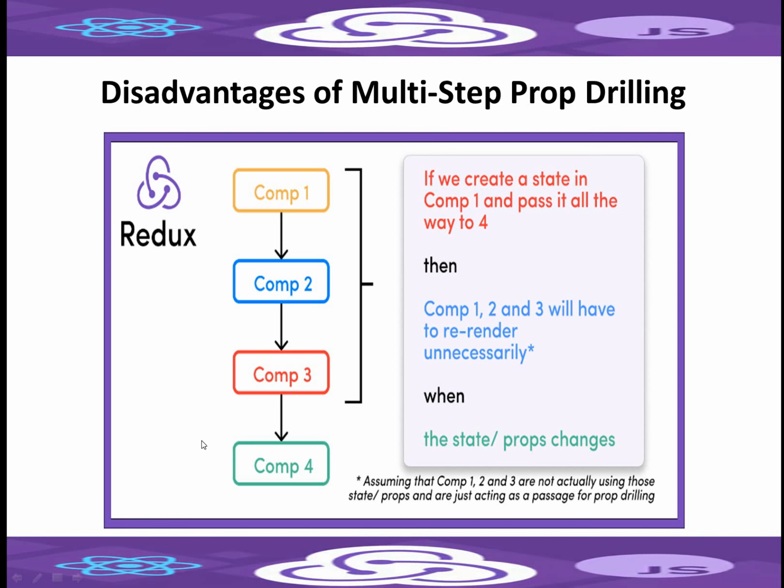In that way, 1, 2, 3 will have to re-render unnecessarily, because the state is needed or the state is getting changed in component 4. So we are unnecessarily rendering 2, 3. So 1, 2, 3. This is unnecessary rendering of the parent components, child 1, child 2, child 3, wherever we are only making changes in component 4. So this is called prop drilling, and this is the problem of multi-step prop drilling.